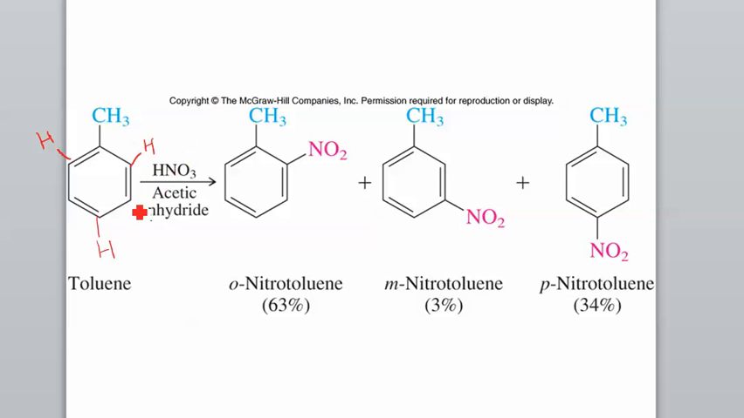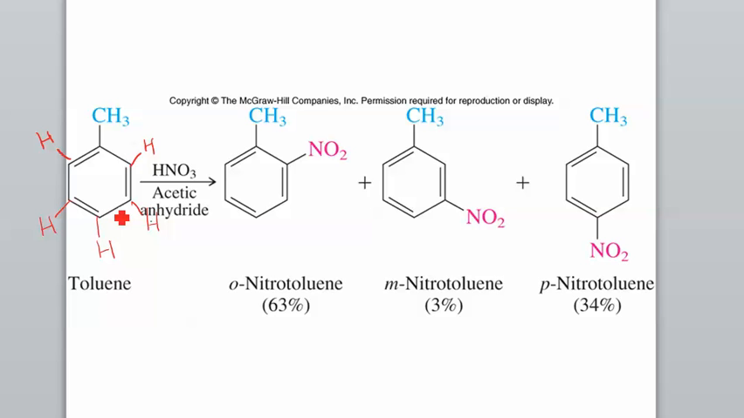But the meta position, there are two positions that are meta to that methyl group, so we might suspect that we would get the same percentages of ortho as we do meta, but yet there's this big difference. So clearly there's a preference for making ortho and para isomers, but not very much with meta.